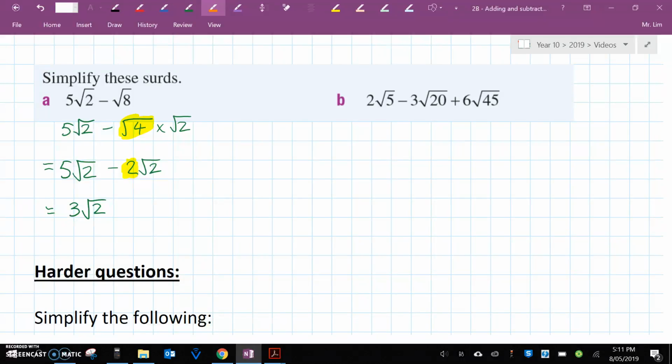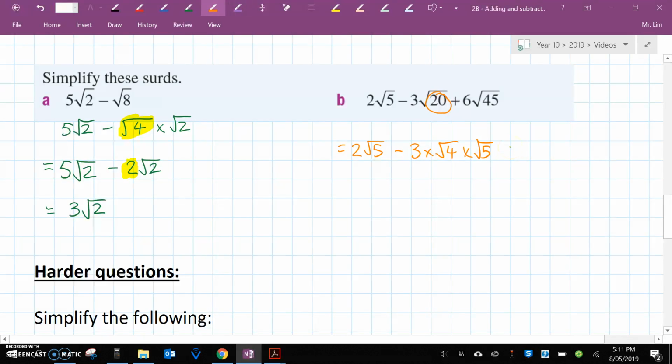Question B. It seems like we don't have any like terms here either. But let's rewrite this out: 2 root 5. We want to know what's the largest factor of 20 that is a square number. The largest factor of 20 that is a square number is 4. So I'm going to split this off into 3 times root 4 times root 5, because 4 times 5 is 20. So root 4 times root 5 is root 20.